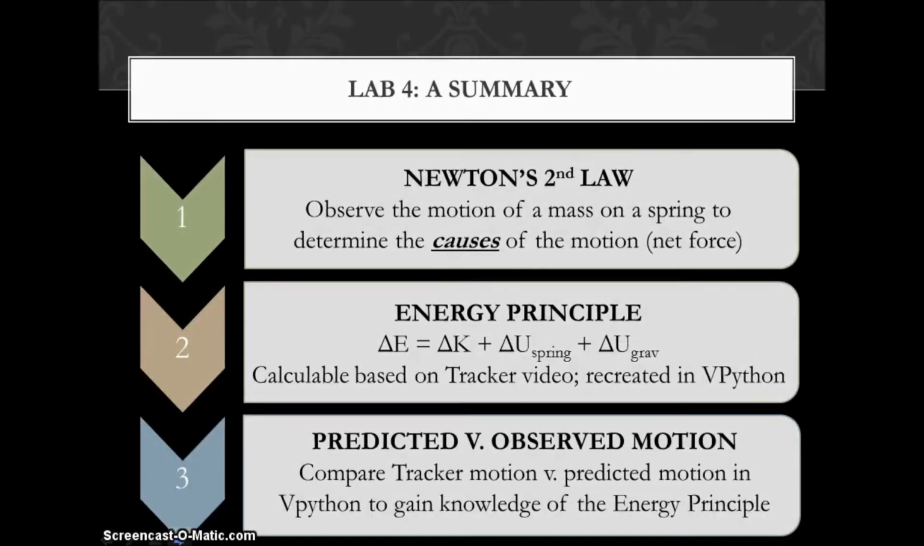The purpose of Lab 4 was to observe the oscillating motion of a spring with a mass attached to the end. By using Newton's second law to observe the motion of the mass to determine the causes of the motion, and then applying the energy principle, which states that the total energy exchange of the system with the surroundings equals the sum of the kinetic energy and potential energies, we can construct a VPython model which recreates both the predicted and observed motion of the spring.